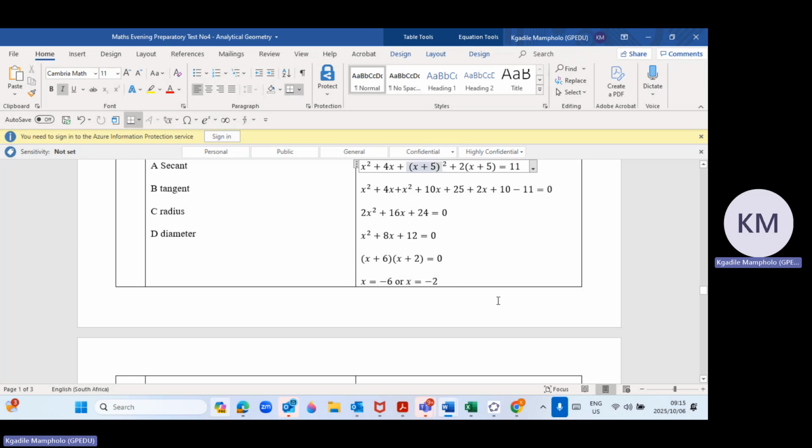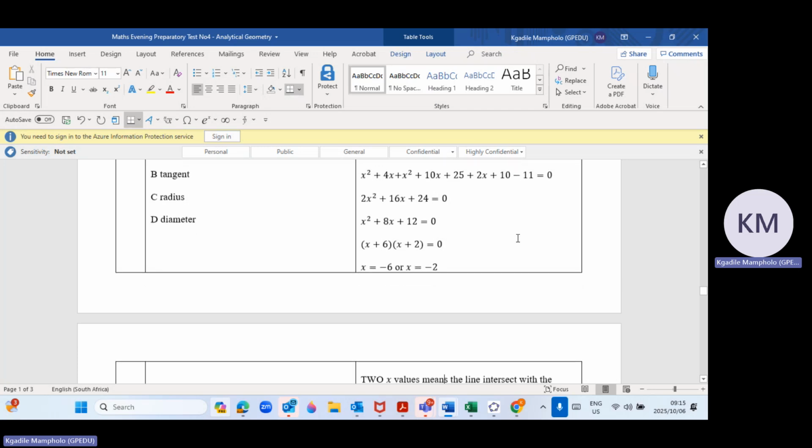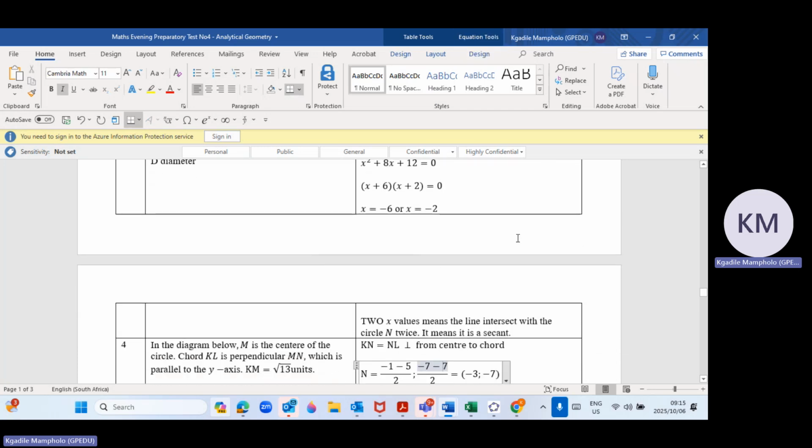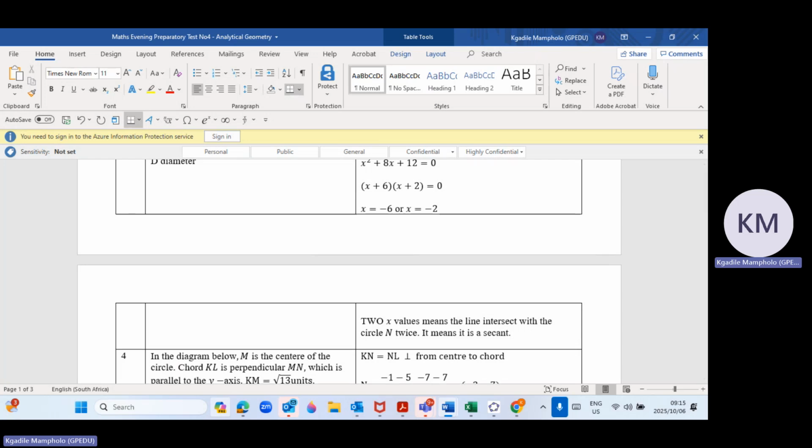So the answer is A. But if we got only one x value, we'll say it's a tangent, because the tangent touches the circle only once. Then it's a secant because we have two x values. Obviously, if you have two x values, you'll get two y values.